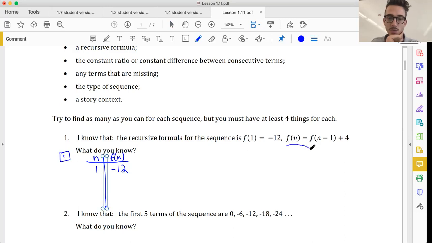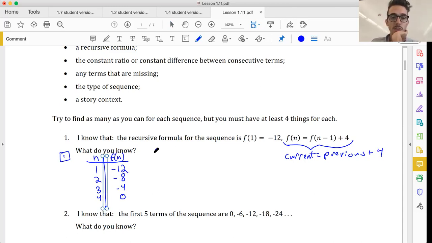And this is what kind of equation or formula? Hopefully you're saying recursive because we have this f of n minus 1 in here. So this is saying that our current term equals our previous plus 4. So if our previous term was negative 12, we can add 4 to get our next term, so negative 8. Keep that going to get negative 4, then to 0. These would be the third and the fourth term. All right, that's a table.